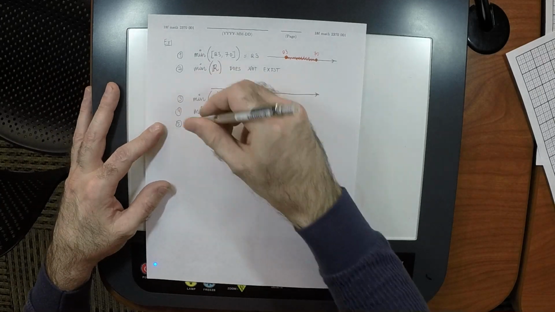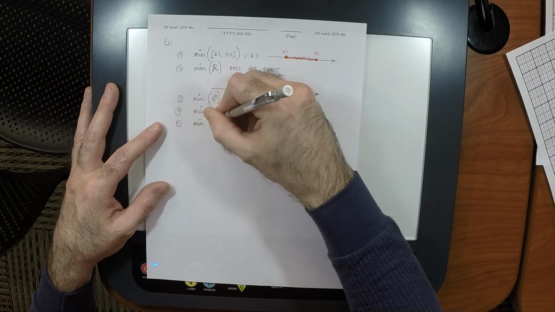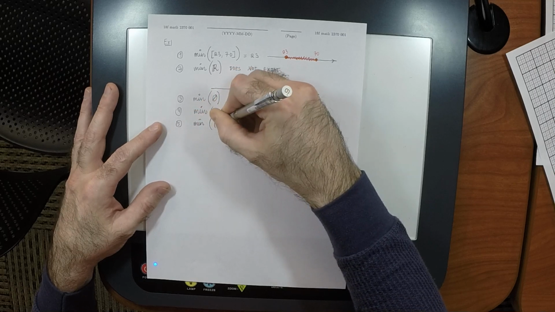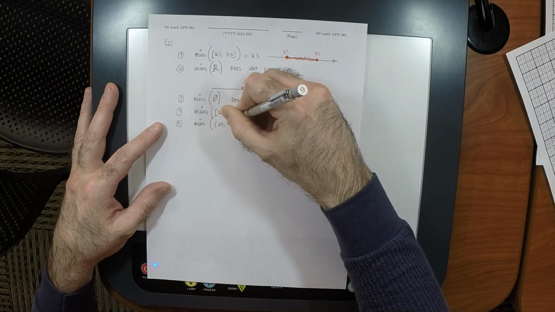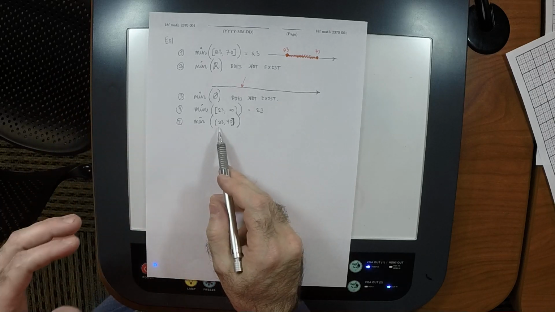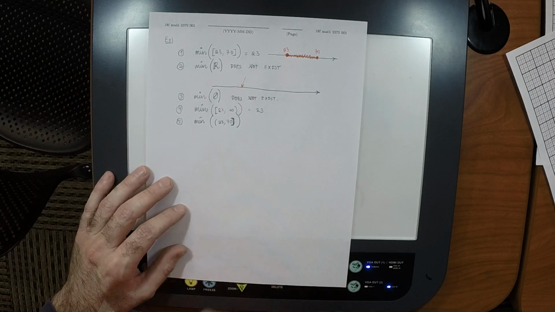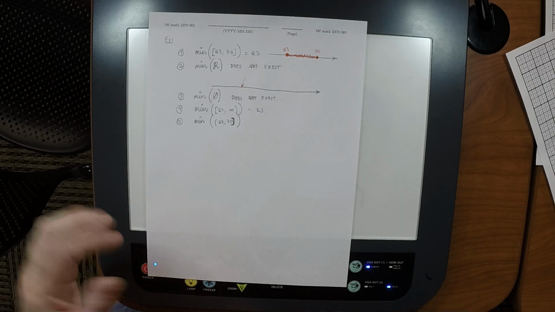Here's the one that's possibly disturbing for the first time, unless you're already comfortable with these things, which is possible. So what about this set? That's a parenthesis on 23 and a bracket on 70. What about this one? Does it have a minimum? It does not exist.